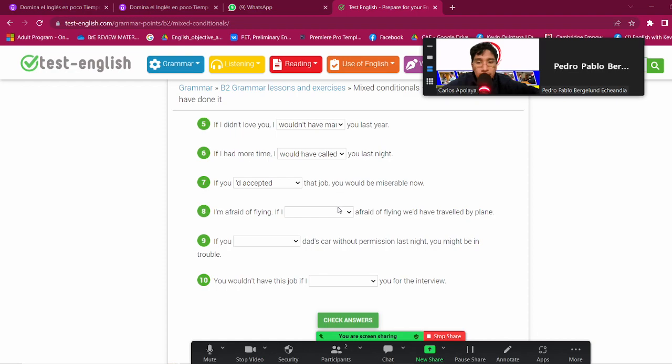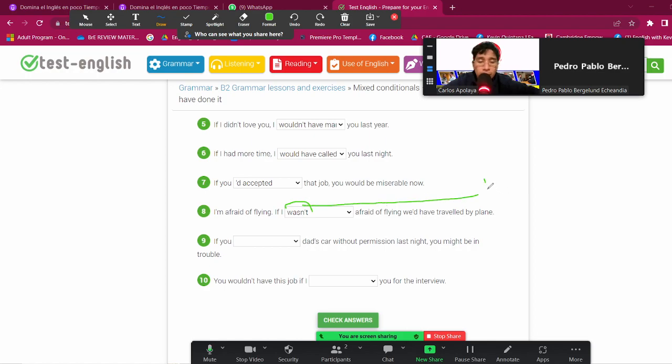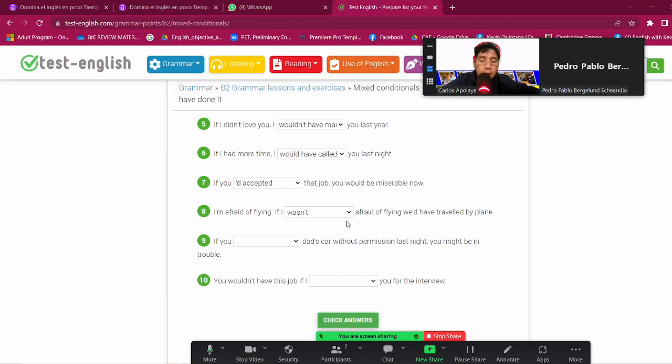¿Cómo sería entonces? If I wasn't afraid of flying. Recuerda que también es común en lugar de decir was o were, que se usa el were para todos, ¿ok? Aquí sería if I weren't, ¿ok? But también está bien decir wasn't, ¿no? Pero según la lingüística utilizamos el were. Es más informal el I was.